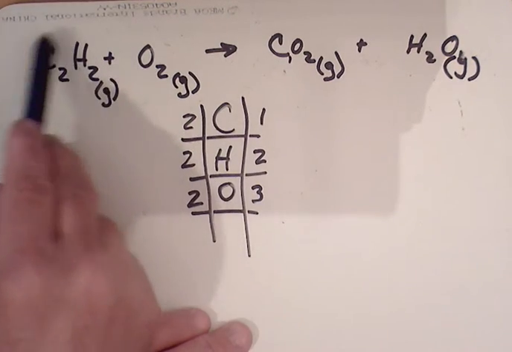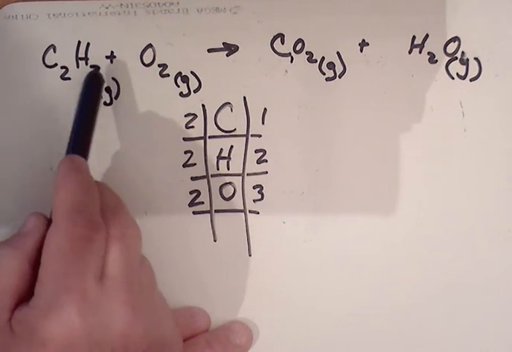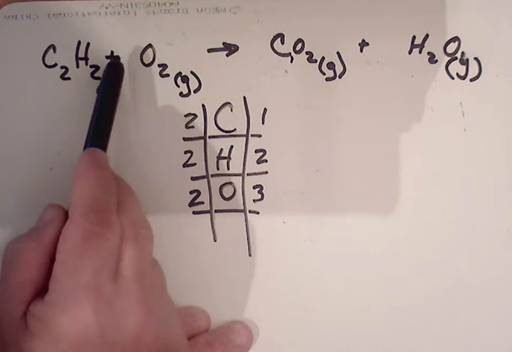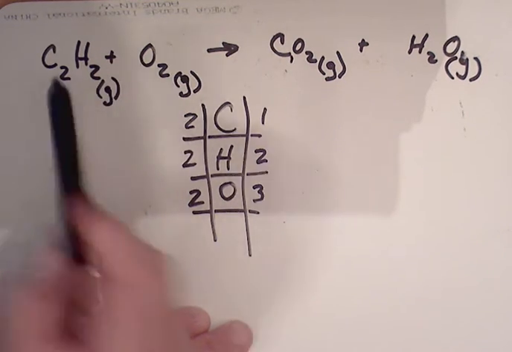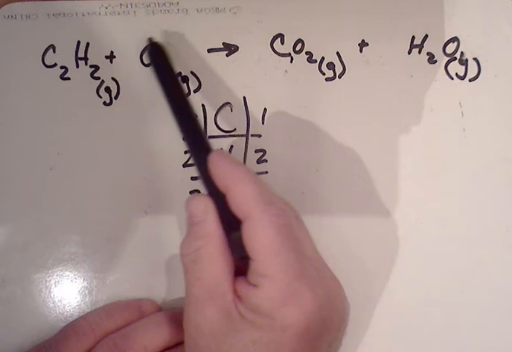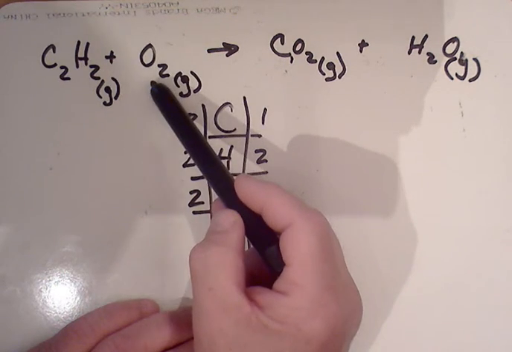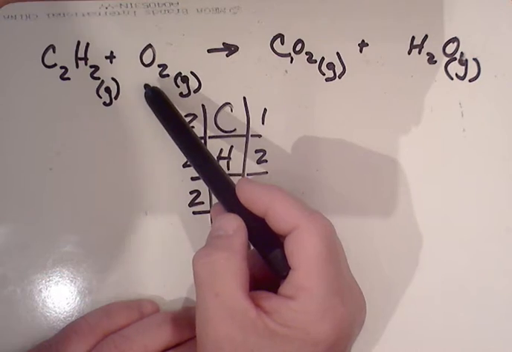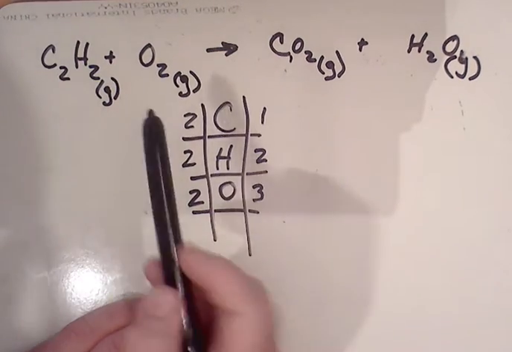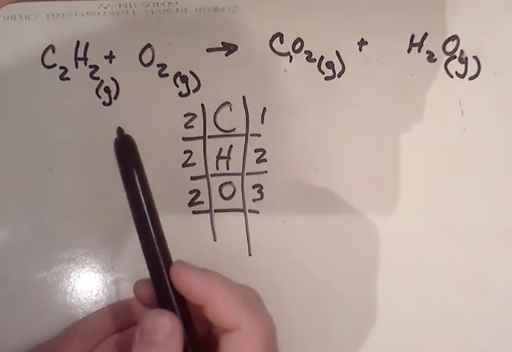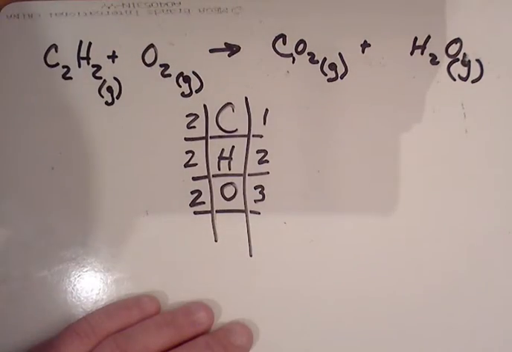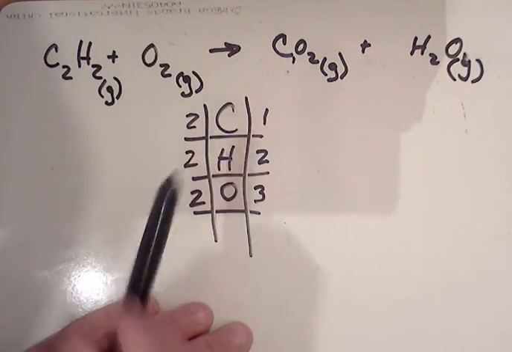You want to go for balancing the most complex compound in the equation and leave the least complex, the singletons, or the diatomic molecules, for last. Sometimes water is the least complex, so you leave that for last. But in this case, it's the oxygen.